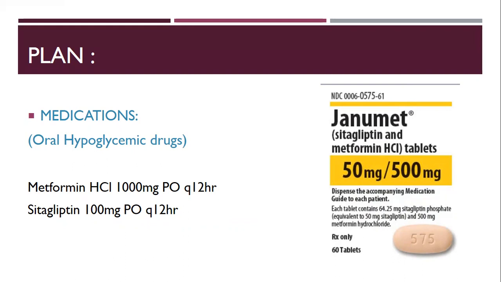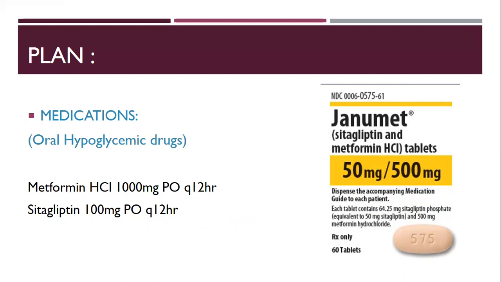It works by enhancing the sensitivity of hepatic and peripheral muscle tissues and allows the muscles to take up more glucose. It can lower the HbA1c levels by about 1.5 to 2% and can maintain the concentration of glucose throughout. Our next choice will be sitagliptin.